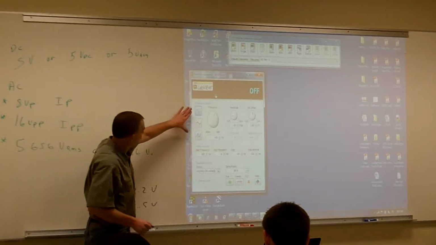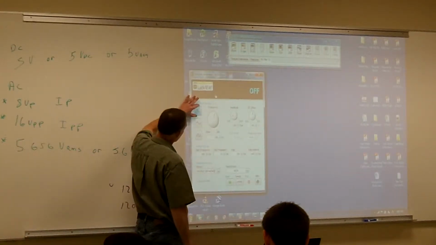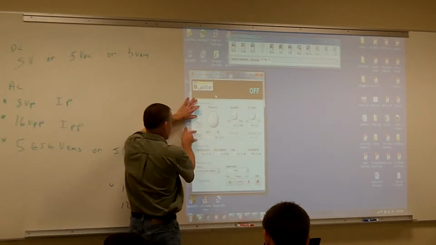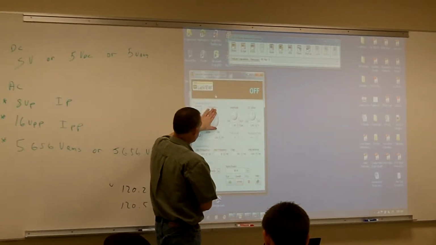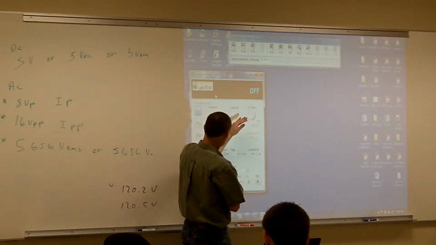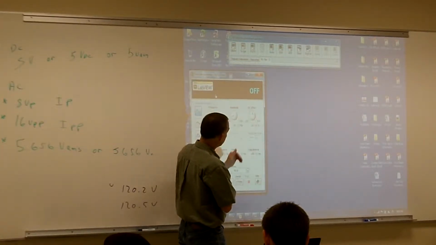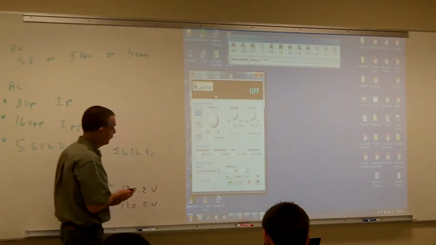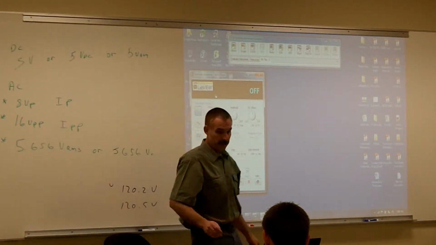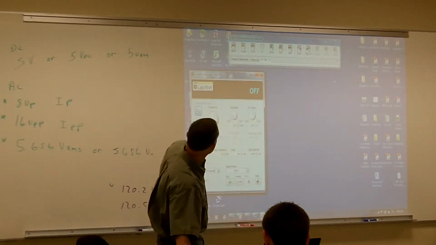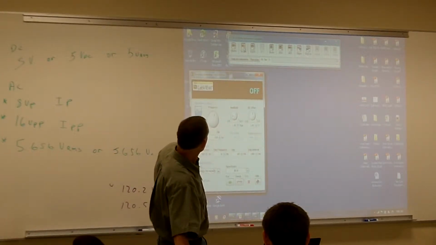So anyways, this is our function generator. Basically what we're going to be looking at is just using the sine wave. If you're in digital, you're going to want to select the square wave. Then you're going to have to set up a frequency, set up an amplitude, and set up a DC offset for your circuit.